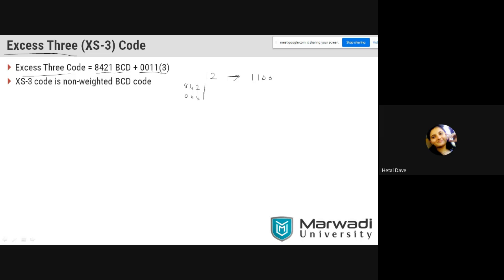8421, so I can verify it. 0001 means this pattern is for 1. But you can't verify this XS3 by the 8421 weighted method. How? That we will see later on. Right now, XS3 is a non-weighted code. How is it a non-weighted code? Once we make the table, I will tell you.